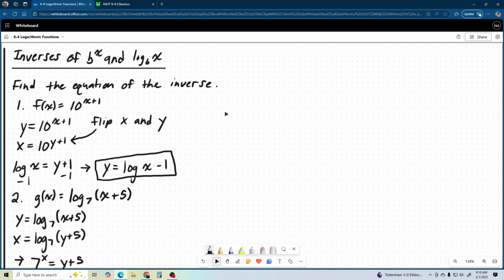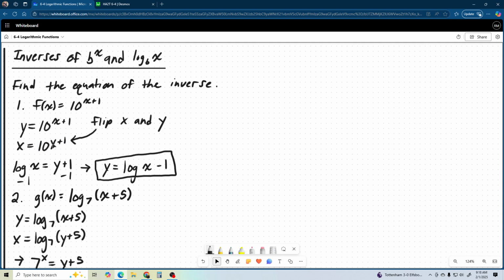All right. So first thing we're going to do is we're just going to rewrite the f of x as a y, right? Because we need to be able to flip x and y. So what we're going to do is replace this f of x with y, and now we have the exact same concept, right? Okay. Now we're going to flip the x and the y, and then we're going to resolve for y, right? So this is going to become x equals 10 to the y plus 1 power, right?